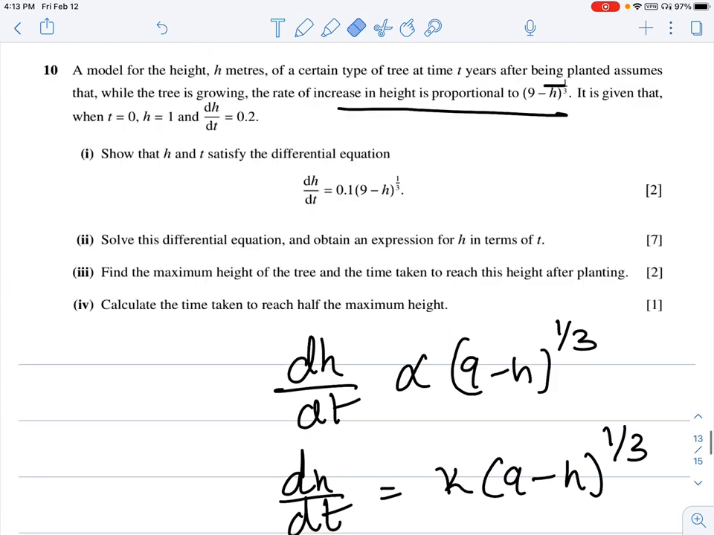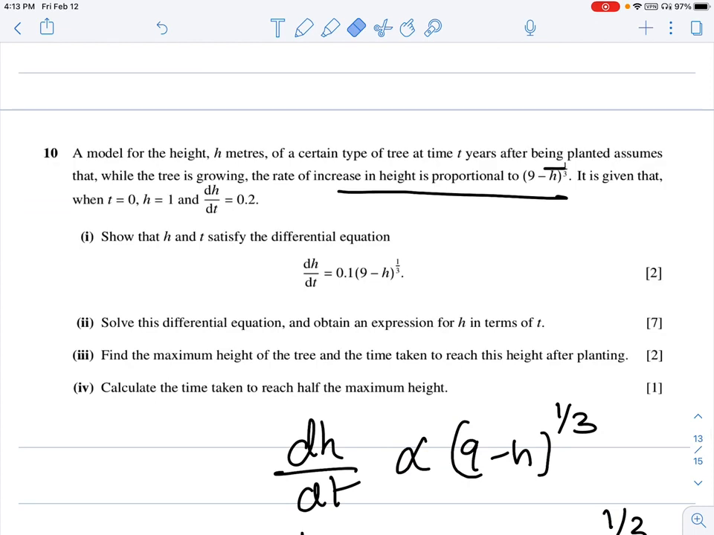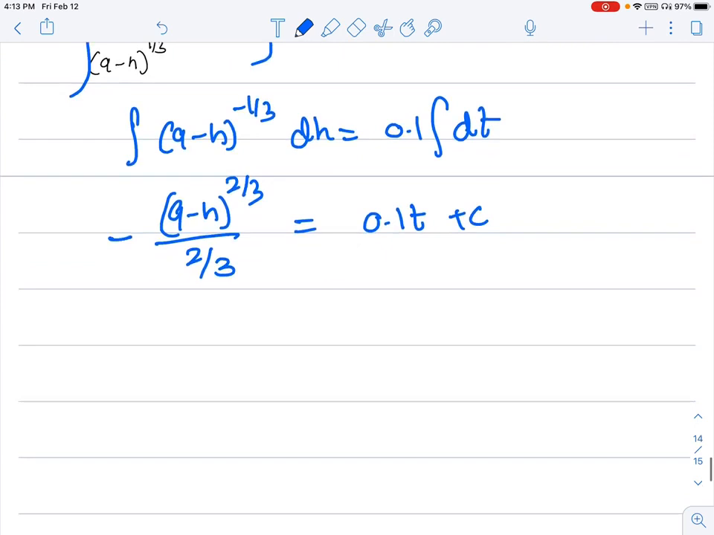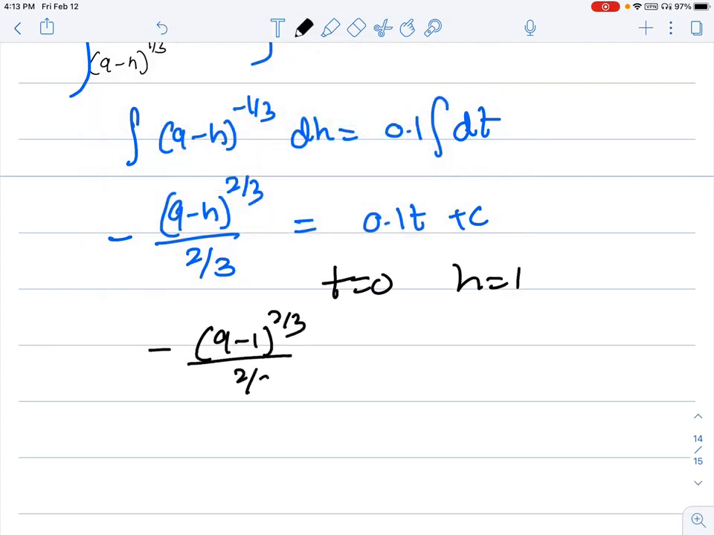Now we go back to the question and see that the t and h values are given over here. T is equal to 0, h is equal to 1. It has been given in the question. T is equal to 0, h is equal to 1. So minus (9 minus 1) to the power 2 upon 3 over 2 upon 3 is equal to 0 plus c. C is equal to minus 3 by 2 times 8 to the power 2 upon 3.